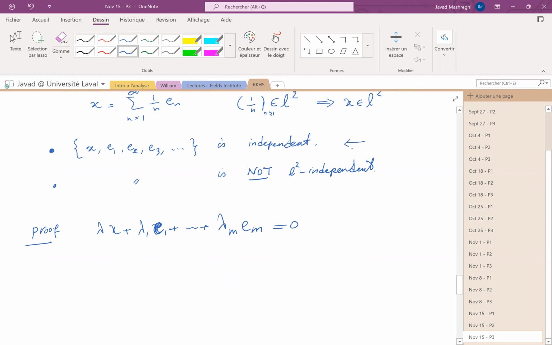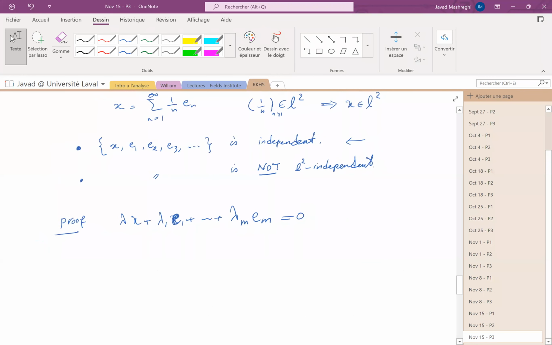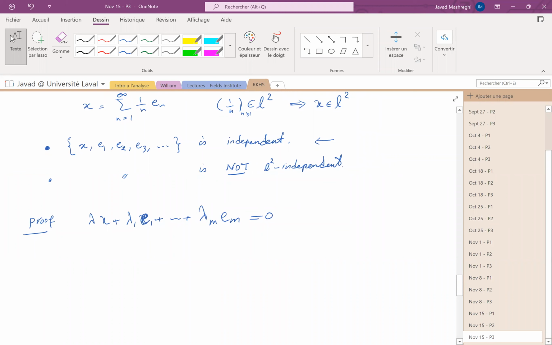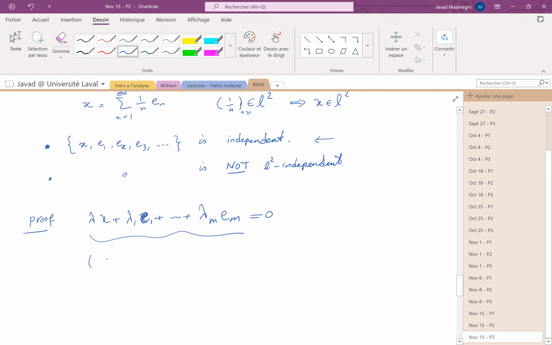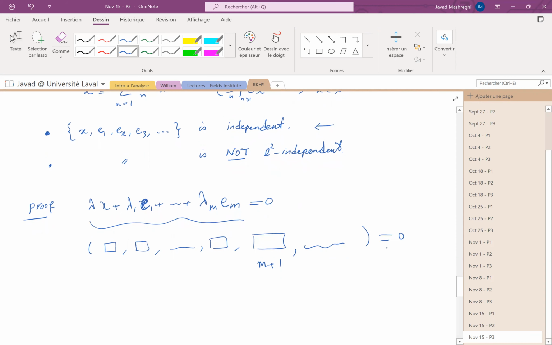And now look at the component m plus 1. This is a vector. It has first component, second component, and comes up to component m plus 1 equal to 0. What is this component? Do you agree with that?